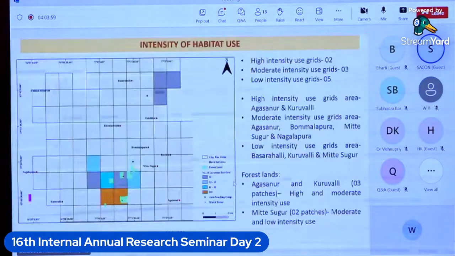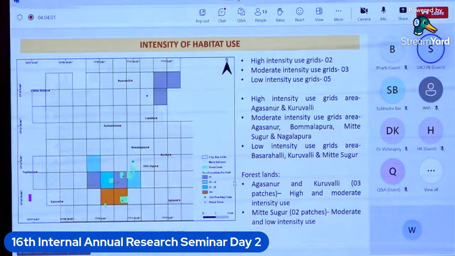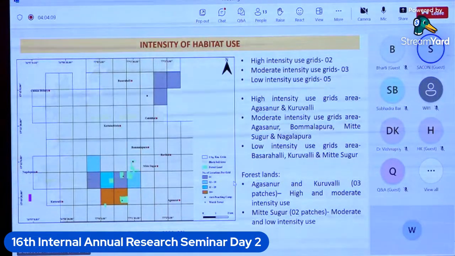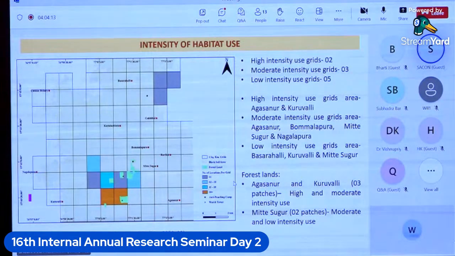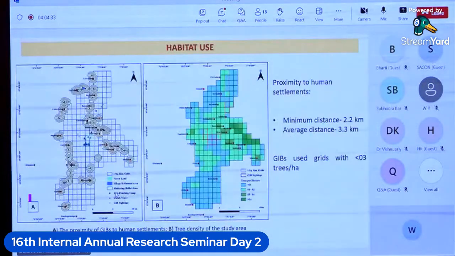High intensity use grids are only 2, and moderate intensity use grids are 3. Low intensity use grids are 5. These 2 grids and also many of the other 3 grids are not having any forest land that is procured, while most grids have at least 1 or 2 patches of forest land.